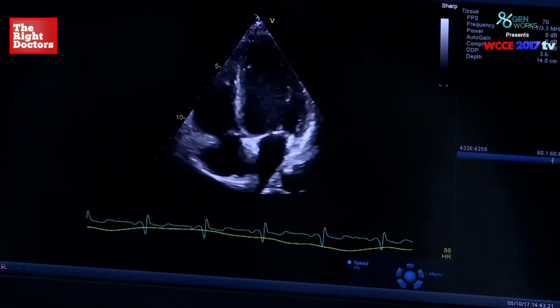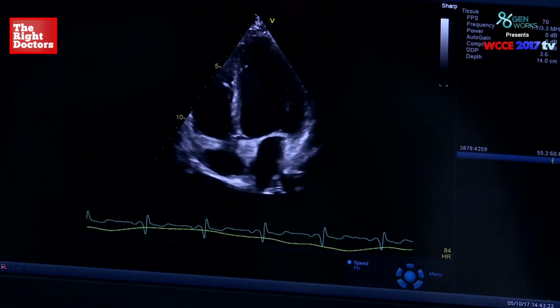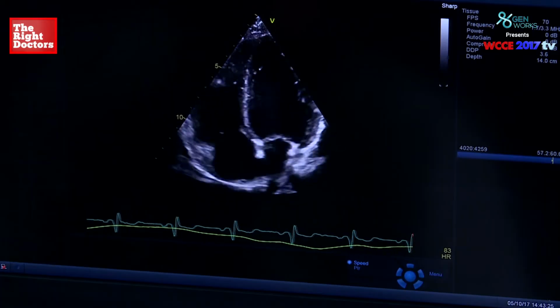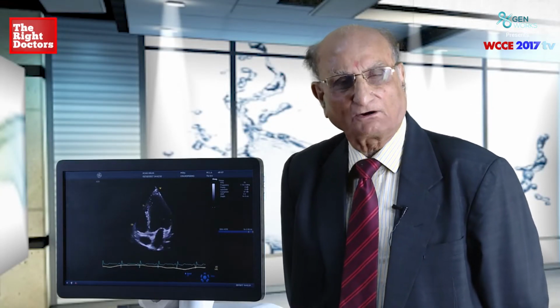Third thing, if you are not completely parallel to the flow, your velocities will be reduced. For example, a maximum of about 15 to 20 degrees off angle is allowed, which gives a minimum error in calculation, otherwise it should be as parallel as possible. Now, basically the modalities of Doppler are pulse Doppler, continuous wave Doppler, and color Doppler.